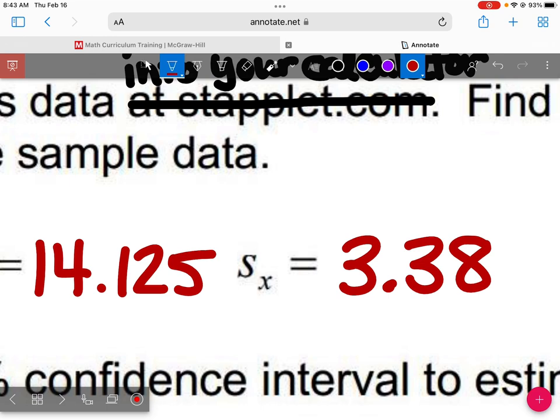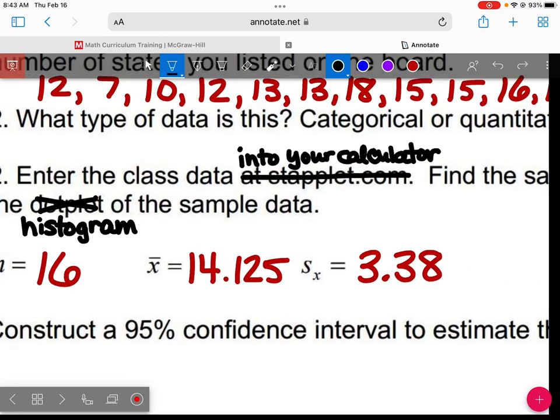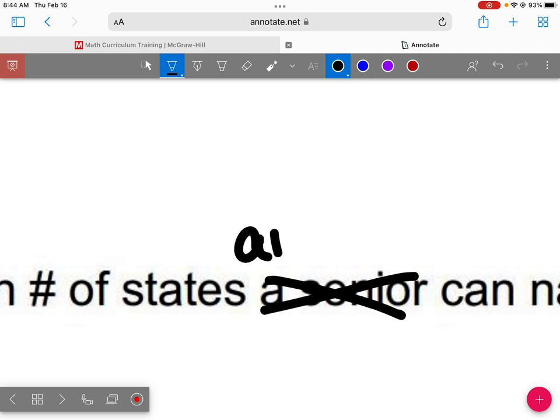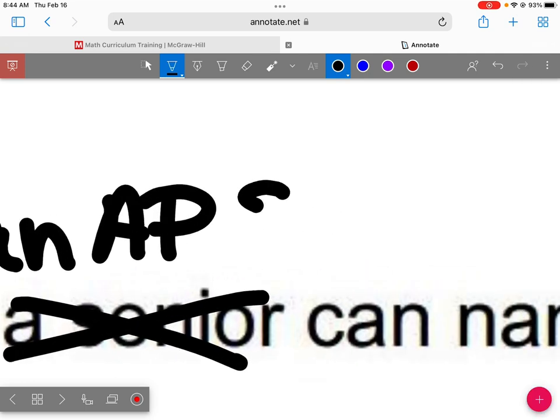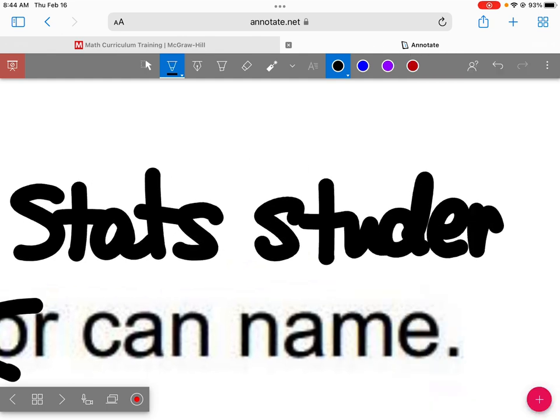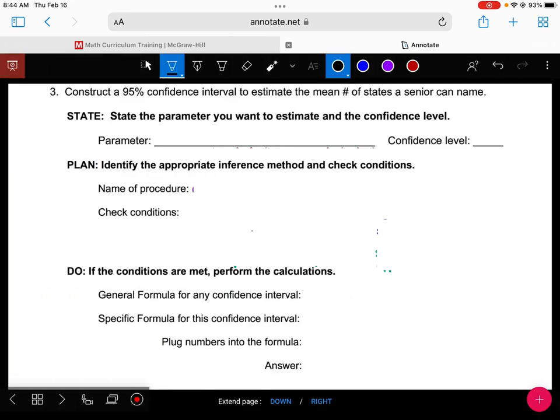We want to construct a 95% confidence interval to estimate the mean number of states, not a senior, an AP Stats student, can name. We are using you guys as a random sample of all AP Statistics students for the purposes of our confidence interval building. All right. So coming down here, we have to walk through our four-step process.